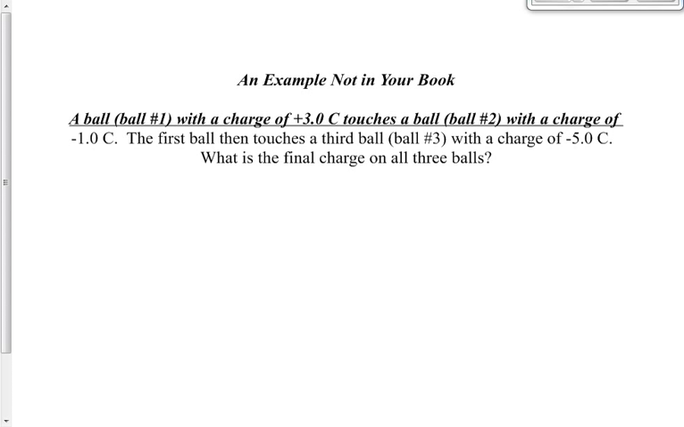It says a ball that we'll conveniently call ball number 1 has a charge of plus 3 coulombs, which, remember, that's a lot of charge. 3 coulombs is a lot of charge. It touches another ball that we're conveniently naming ball 2, that has a charge of -1 coulombs, which is also a lot of charge. The first ball then touches the third ball that has a charge of -5 coulombs, and we want to find the final charge on all three of them.